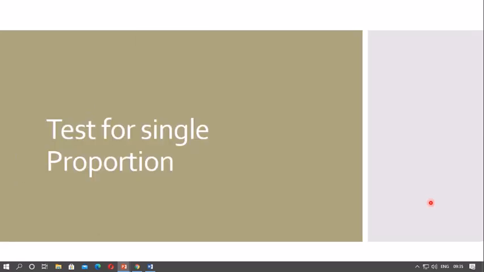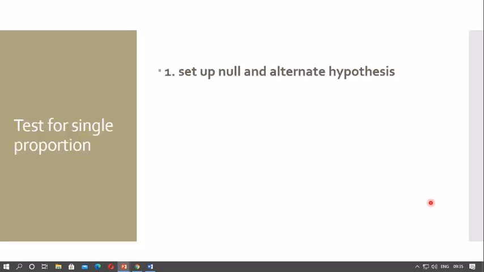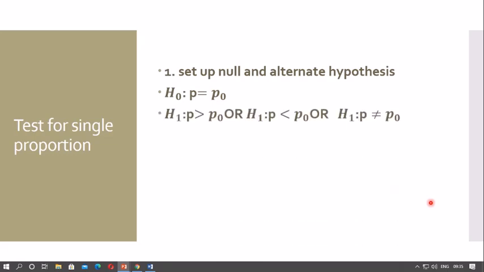Now next is the test for single proportion. Now here again I would like to repeat that the procedure is the same. Set up the null and the alternative hypothesis. So since it is a single proportion, the null hypothesis is given as H0: P is equal to P0. Then the corresponding alternative hypothesis is given as follows.